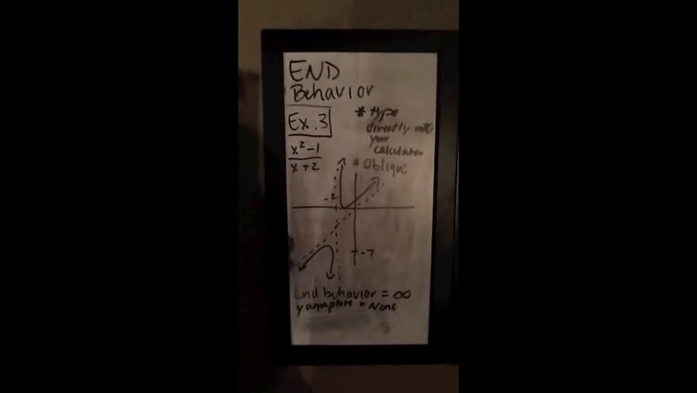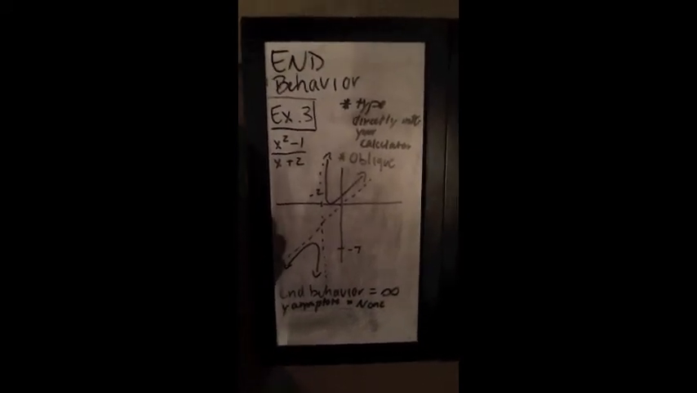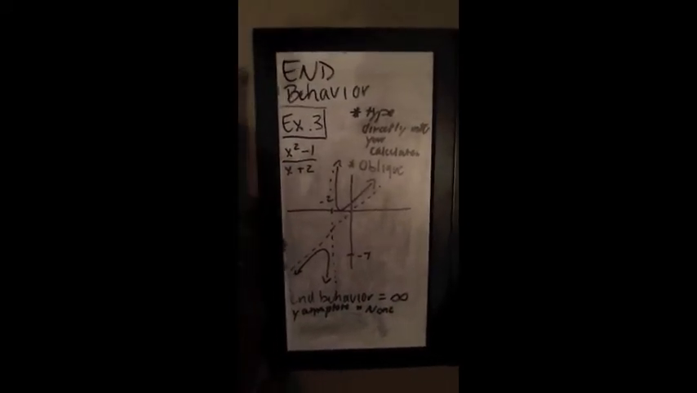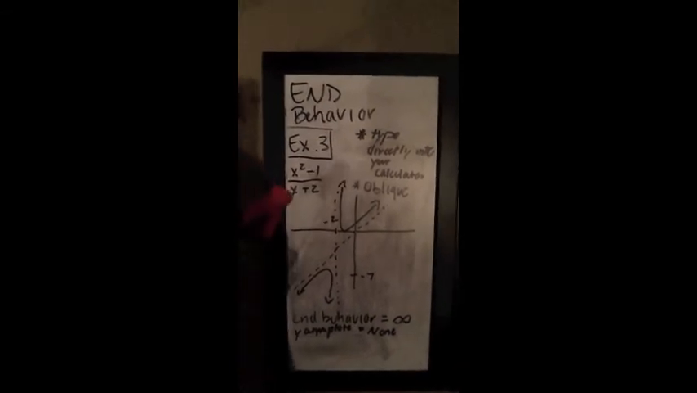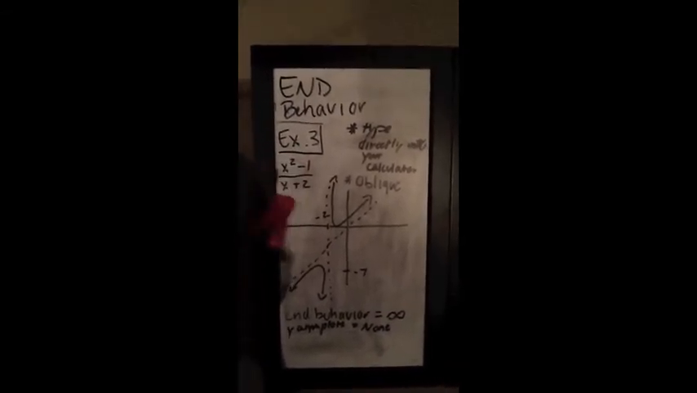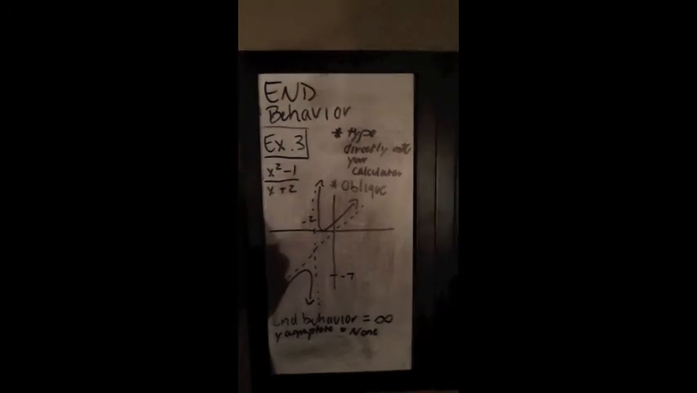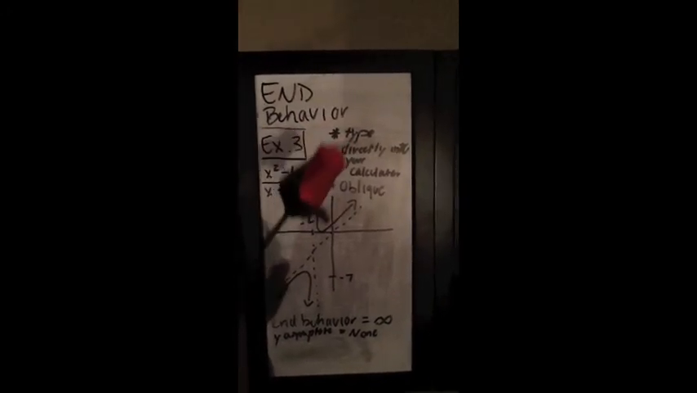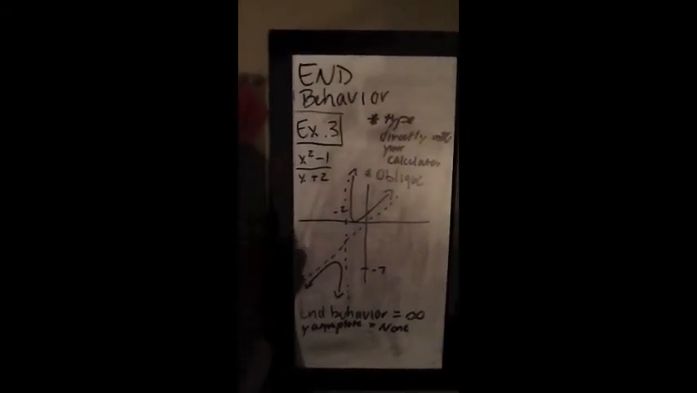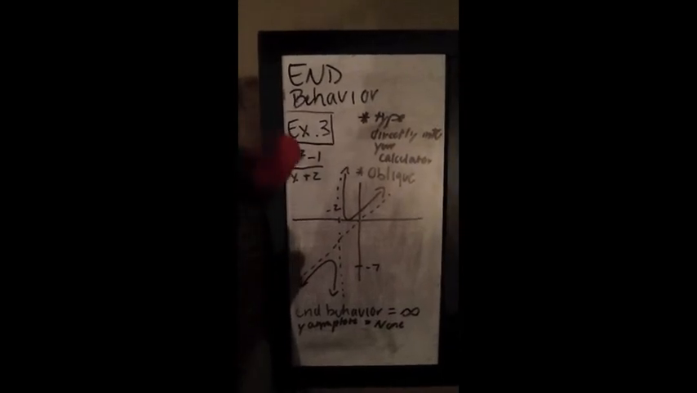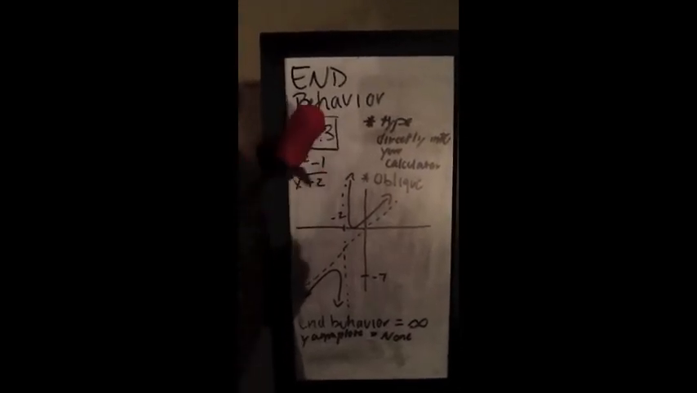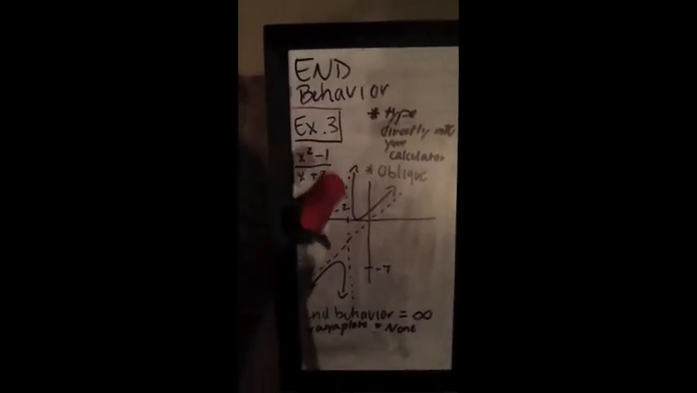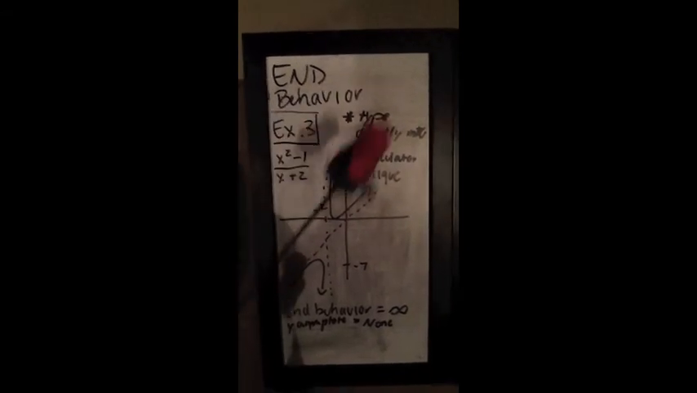My final example of the end behavior performance standard is also probably the most challenging one: (x squared minus 1) divided by (x + 2). Once again, you can type this directly into your calculator. Y equals x squared minus 1 in parentheses, divided by x plus 2 in parentheses.